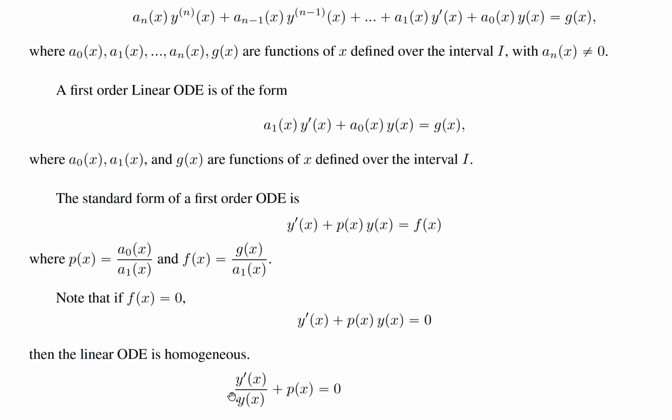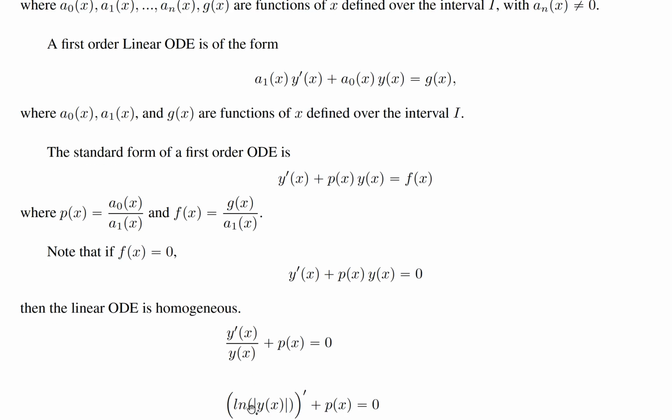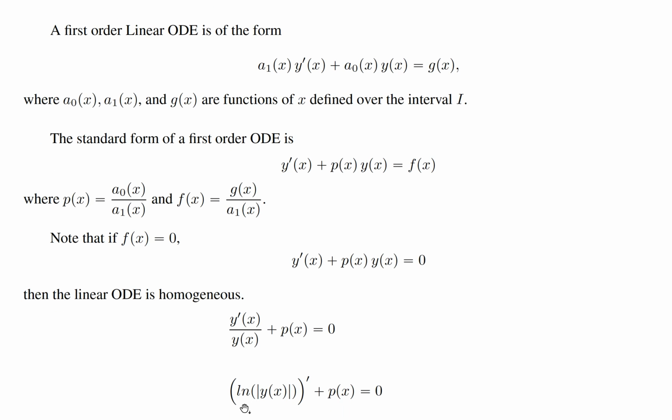Now, note that the first term is only a term in y, the second term is a function of x, p of x, and you should recall that y prime of x over y of x is nothing but the derivative of ln of absolute value of y of x. Recall that from Math 201. So now we obtain what we call the simple ODE, and we can actually integrate this ODE.